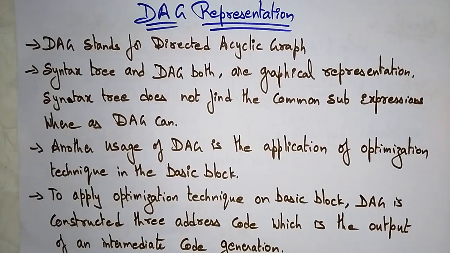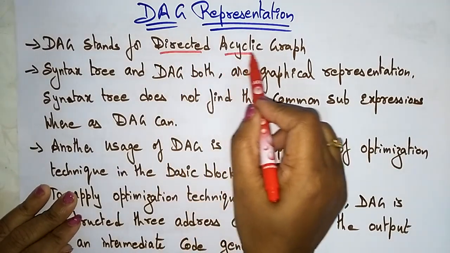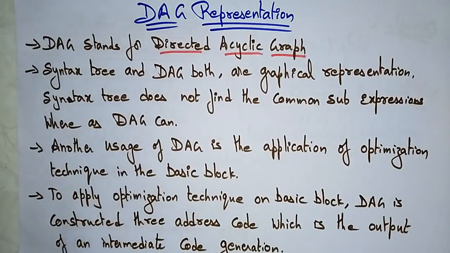Students, welcome back. Now coming to the next topic in the subject compiler design, which is DAG representation. So what is this DAG? DAG stands for directed acyclic graph. So it is a graph which is directed and acyclic.